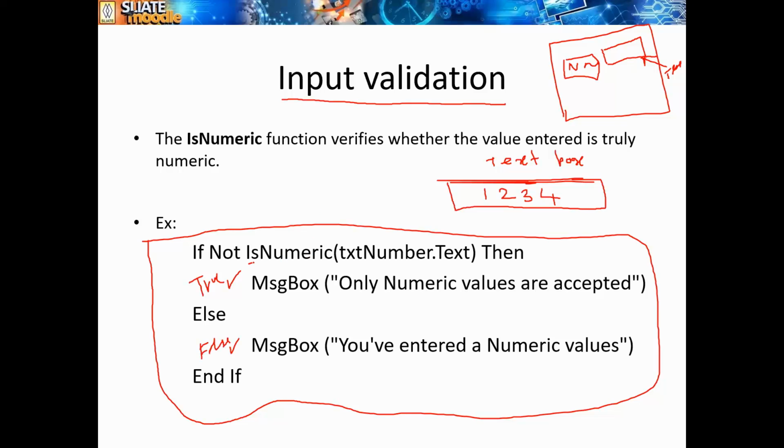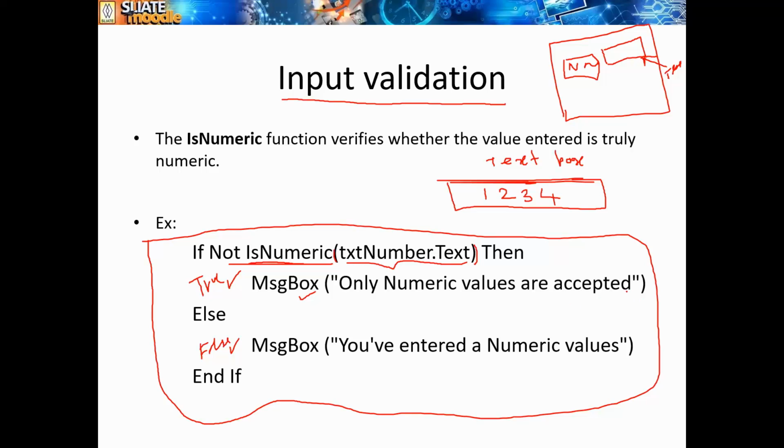And here you have the function IsNumeric, right? It's not a problem, you can simply use that. And within the brackets, you have to mention what you want to check, right? That means this part is the part that you are going to check whether it's a numeric value or not, right? And a message box, you already know how to give a message box. Simply you can mention MsgBox, only numeric values are accepted, right?